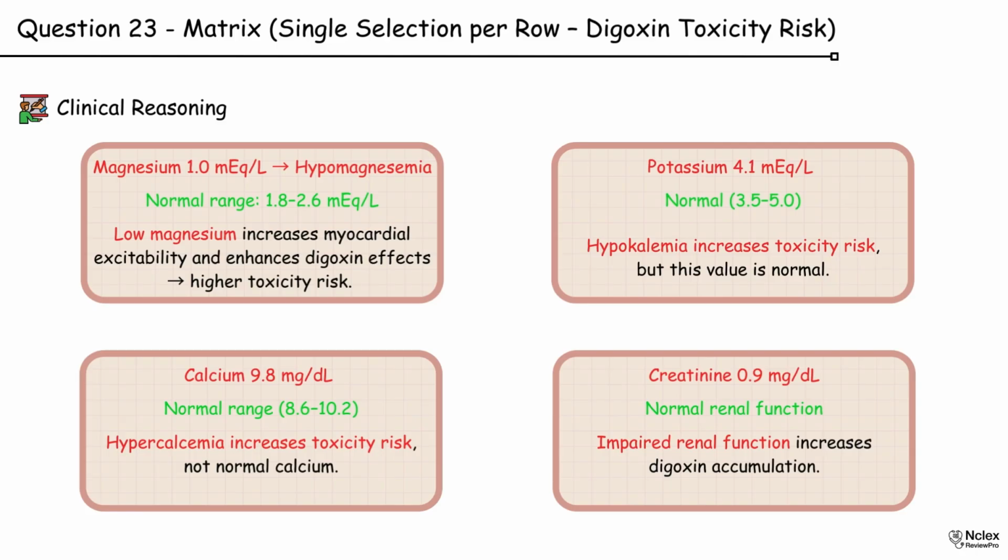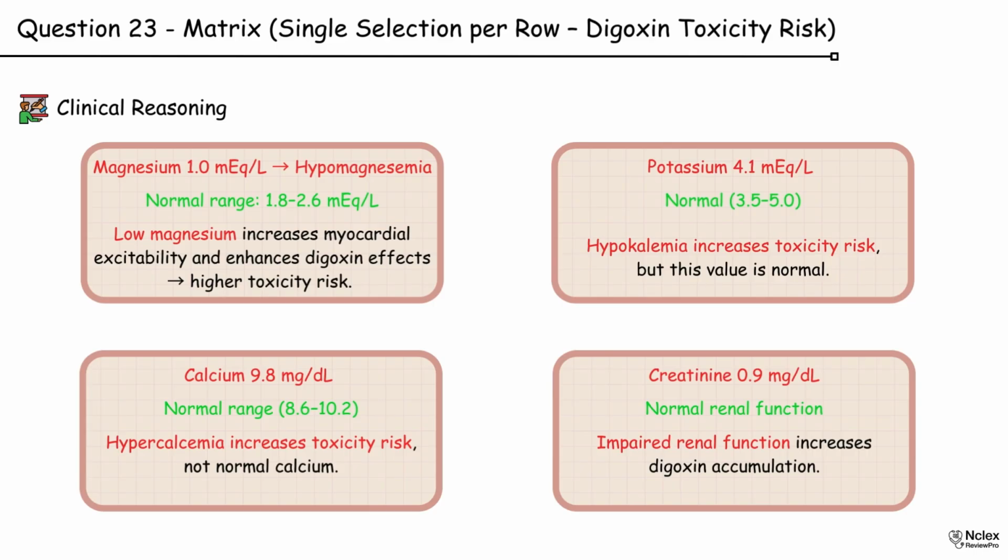Now look at potassium. The potassium level of 4.1 is within the normal range of about 3.5 to 5.0. Hypokalemia increases digoxin toxicity risk, but this client's potassium is normal. Next, calcium. The calcium level of 9.8 is within the normal range. It is hypercalcemia, not normal calcium, that increases digoxin toxicity risk.